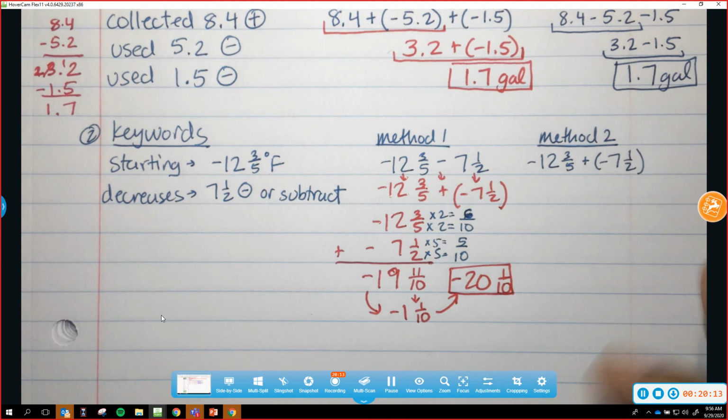Now if you did this with method 2, guess what? You get the same answer. But it's up to you what you want to work out. If you want to do it that way, you're more than welcome to. Whatever works for you method-wise.